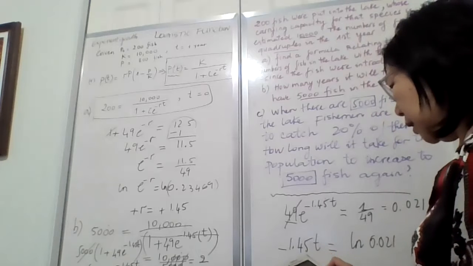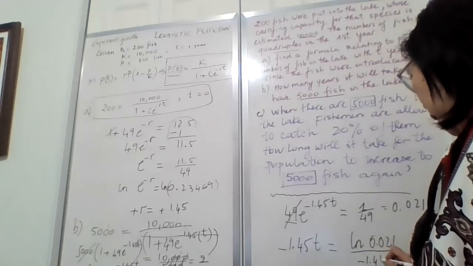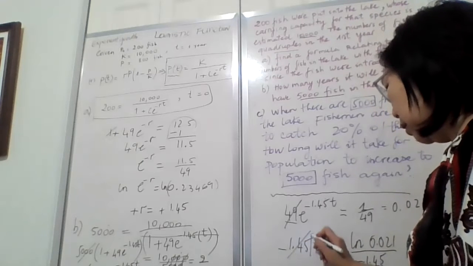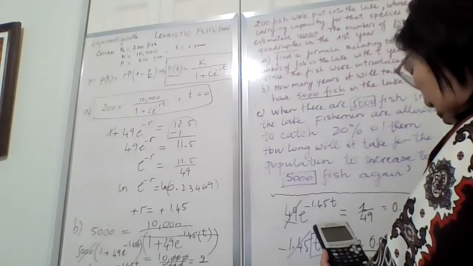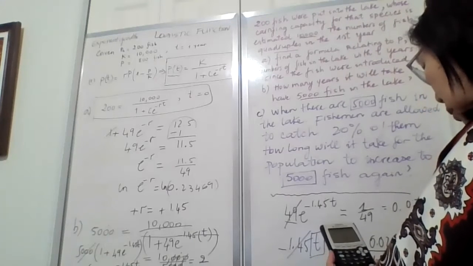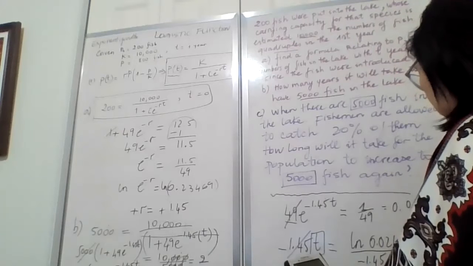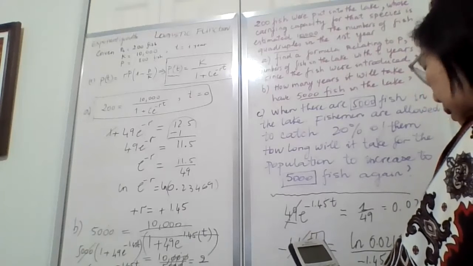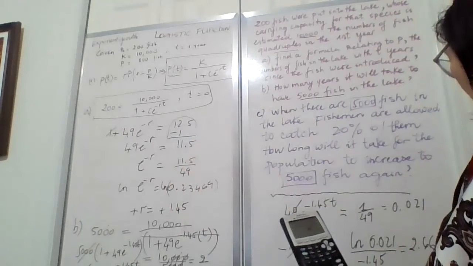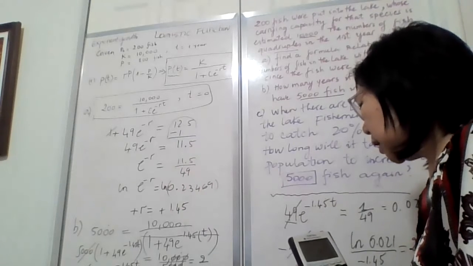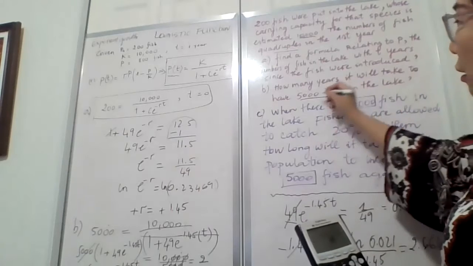Now I'm going to solve for t. I will divide by minus 1.45, and I cancel that. So t will be equal to this divided by that. So ln 0.021 divided by minus 1.45, enter. I got t equals 2.66. You can see that on my calculator, 2.66, but we're going to round. t will be equal to 2.7 years. That is the answer for the B question.